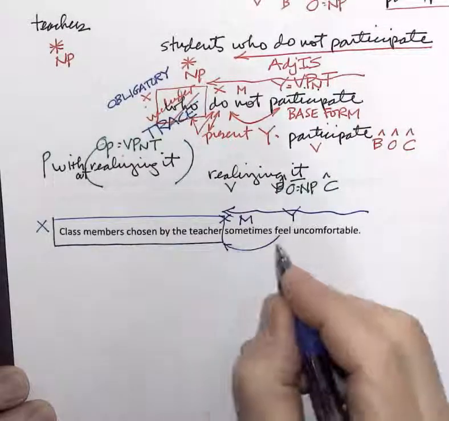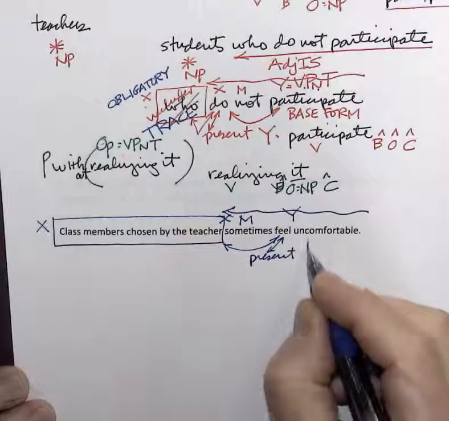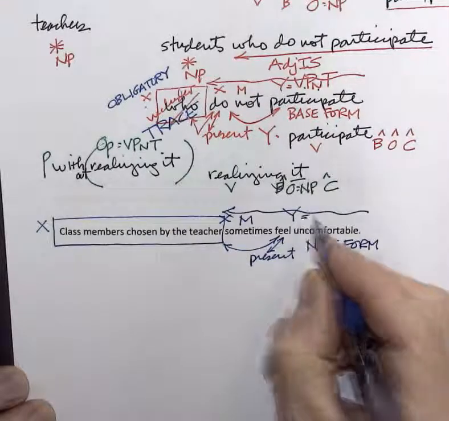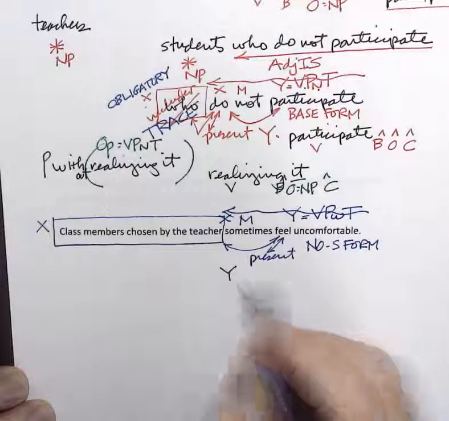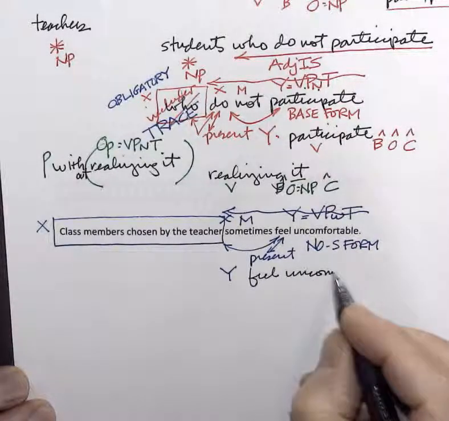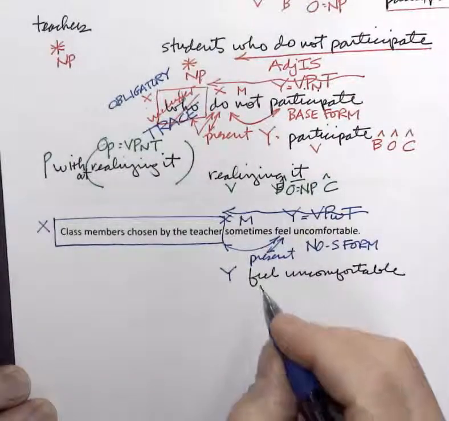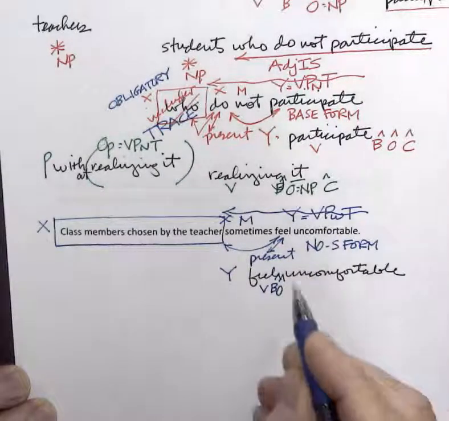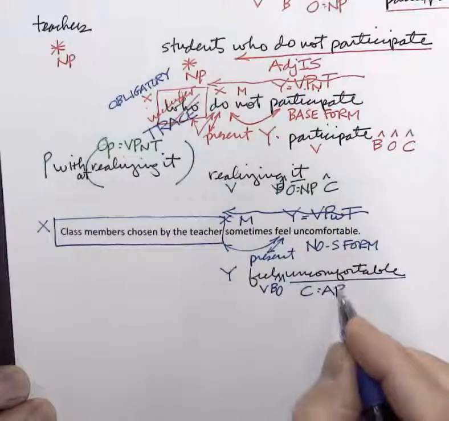Feel ties with the subject. Feel ties with the present. No S form. Y is a verb phrase with time. Let's rewrite the Y. Feel uncomfortable, and the verb is feel. The particle place is empty. There is no object. How do they feel? Uncomfortable. The complement is an adjective phrase.